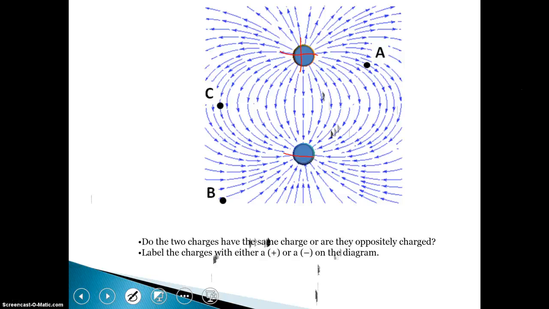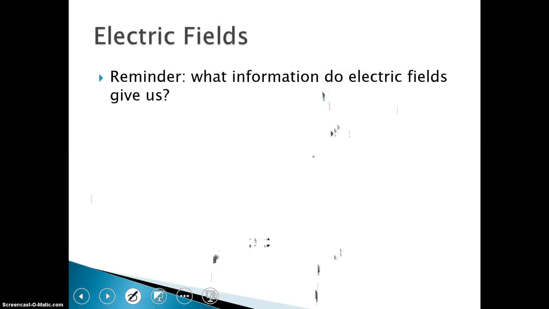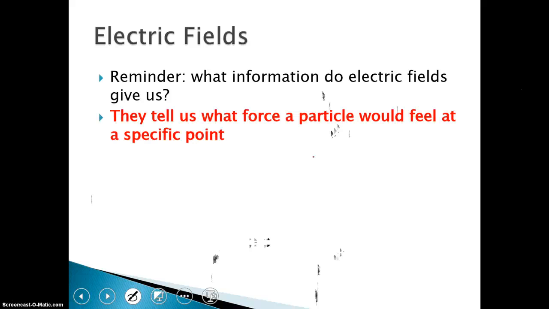Let's get on to today's lesson. So we're going to talk about calculating with electric fields. So the question I want to bring up in everyone's mind is, what information do the electric fields give us? Look back through your notes from yesterday. What information do we get from an electric field? The information that we get from an electric field is that they tell us what force a particle would feel at a specific point, specifically what force a positive particle would feel at a specific point.